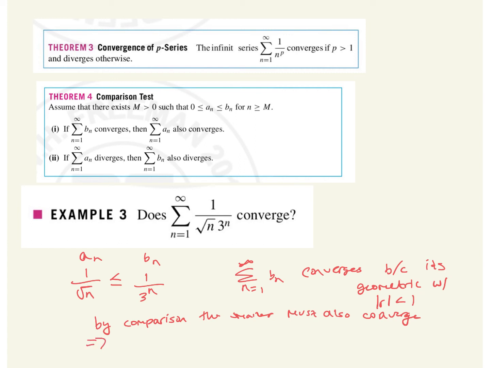I'm just curious. Why did you write that 1 over root n is less than 1 over 3 to the n? Because if n is equal to 1... I meant to write, I'm sorry, I meant to include the whole thing in there. Oh, okay. Thank you for asking. A sub n is the original. B sub n is just the portion of it, and that portion is geometric, which does converge.